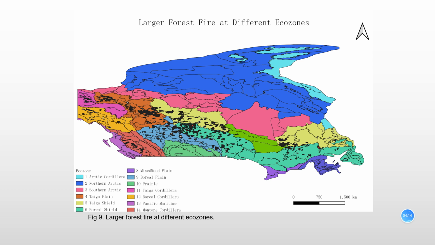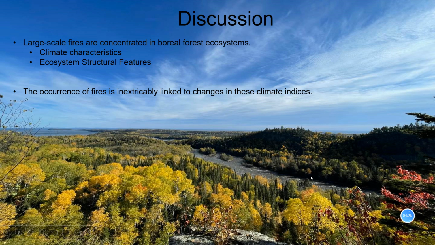So we can get some information from the map. Large scale fires are concentrated in boreal forest ecosystem like this area. So most of large-scale fires are concentrated in boreal forest ecosystem. This is because of the characteristics of boreal forest ecosystem, such as conifer forests, which are flammable.